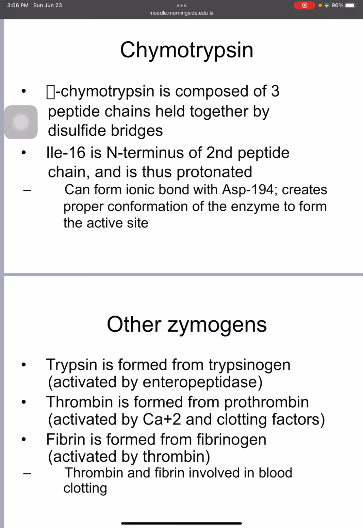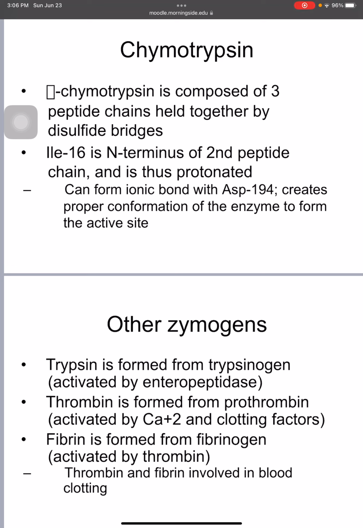This is key to formation of the proper shape conformation of that active site. If you don't have this ionic interaction, you can't make the right active site, okay? If it's not in alpha chymotrypsin form, you don't have the ability of that protonated isoleucine to come into contact with your negative aspartate 194. So it's really neat and kind of mind-boggling to think about it, but it's very much a domino effect. Things got to happen in a certain order in order to get the enzyme in its correct activated state.